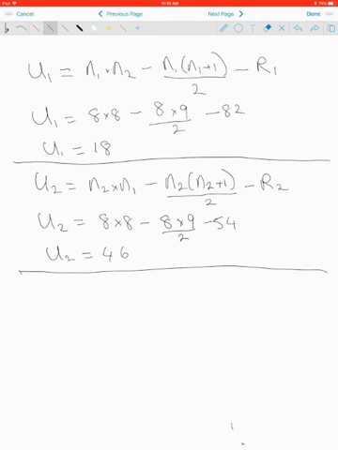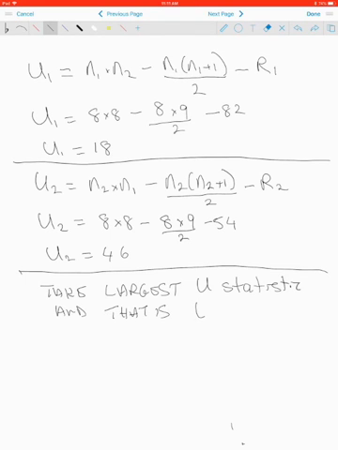So now we've got two U statistics calculated, and you always calculate two U statistics when you have a two-sided test. You calculate U1 and U2, but then you take whichever of these is larger, take the larger U statistic, and that is your test statistic. Let's call it Ucalc. So which is larger? U1 was 18, so that's not it. U2 is 46, that's the one we want. So Ucalc, the test statistic in this case, equals 46.